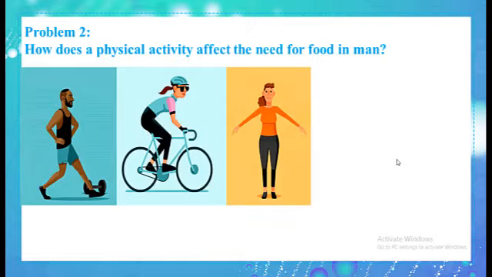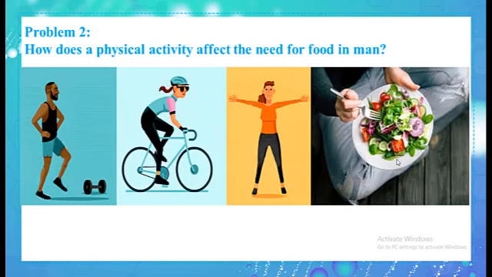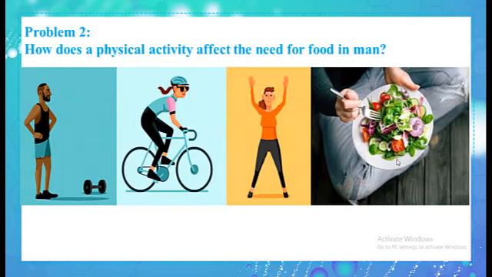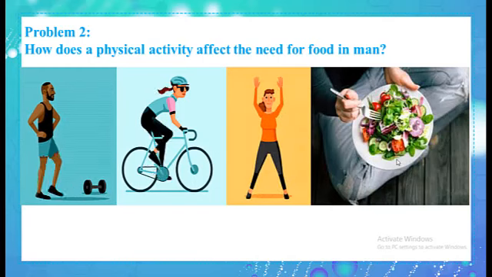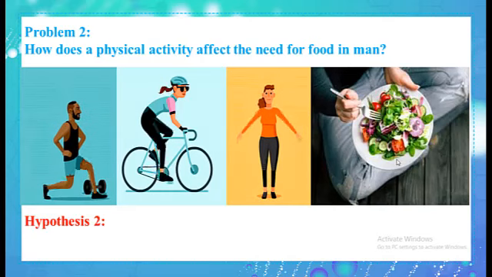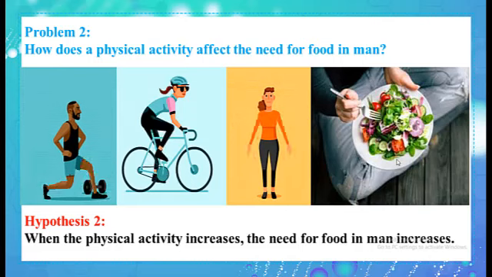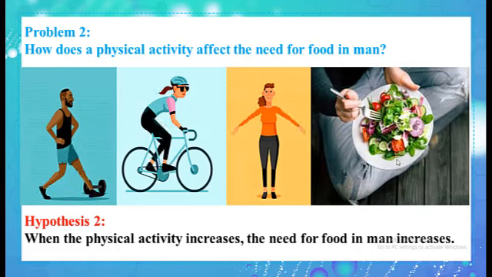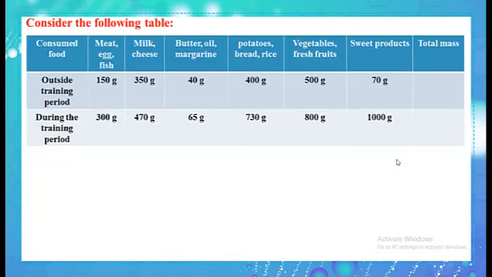Now, problem 2 that we are going to study now is how does a physical activity affect the need for food in man? So we can pause the video, try to answer this problem by formulating a convenient hypothesis. So the hypothesis for this problem can be as when the physical activity increases, the need for food in man increases. Consider the following table. The consumed food, different consumed food outside the training period and during the training period. Training period means during physical activity, means during making sport.